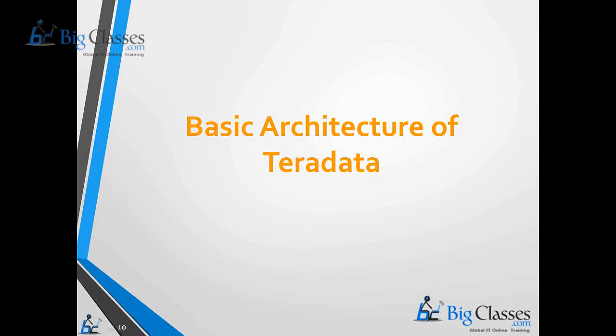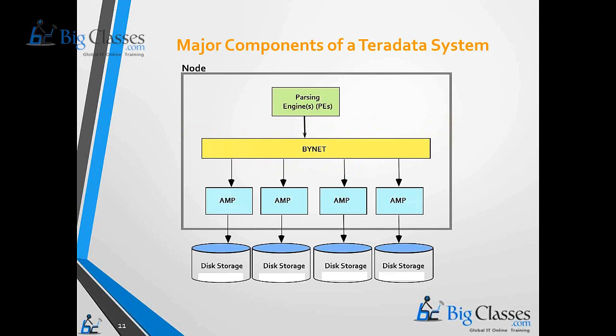Let's talk about the basic architecture of Teradata. What components are there in Teradata? The major components of a Teradata system are the parsing engine, the BYNET, the AMP, and the disk storage. This is the complete structure of a node.